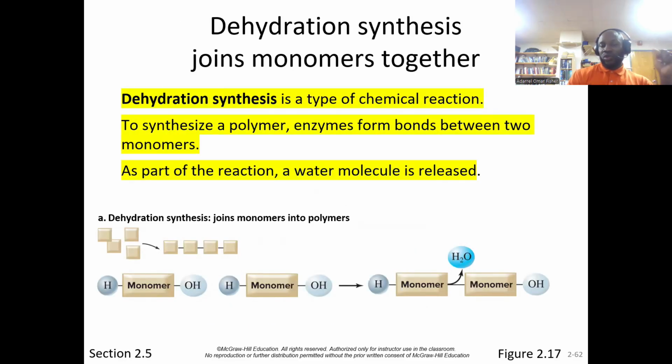Dehydration synthesis, which we mentioned when we were talking about water, joins monomers together. Dehydration, the removal of water. Synthesis, the combining of two things or building of something. So, removal of water in order to combine two things together. It is a type of chemical reaction to synthesize a polymer. Enzymes form bonds between two monomers, and a water molecule is released. Right? So this happens with carbohydrates, with proteins, with fats as well.